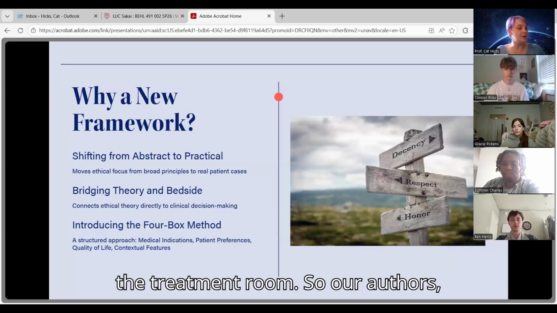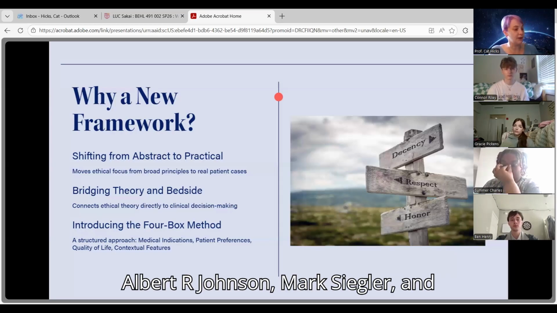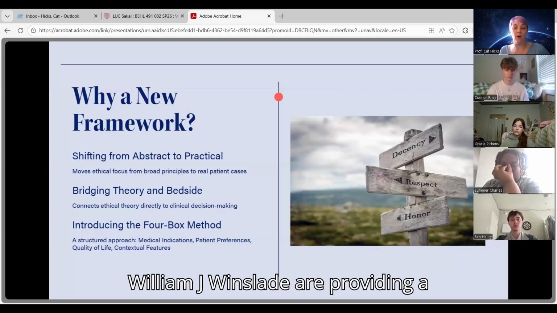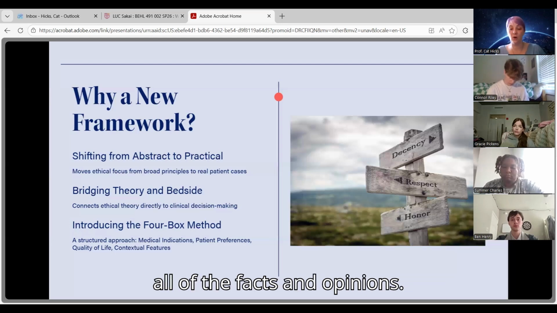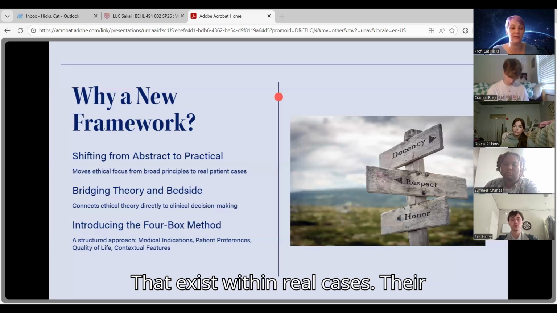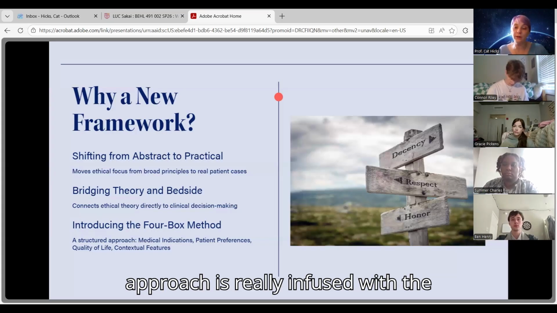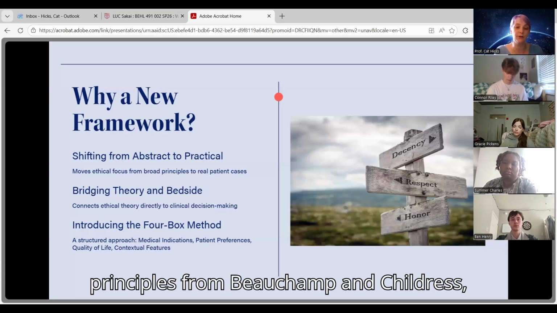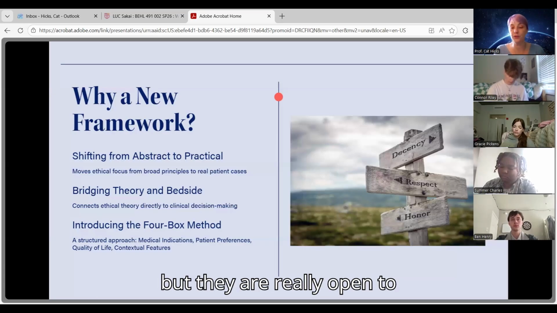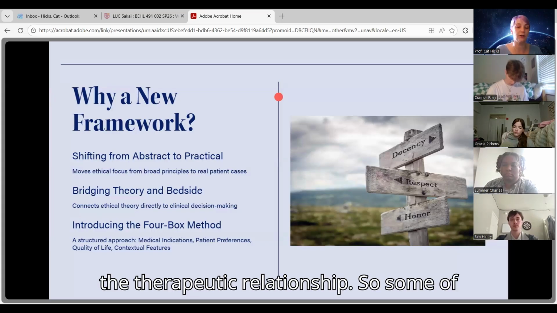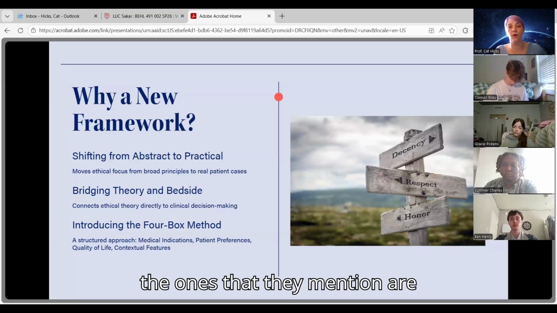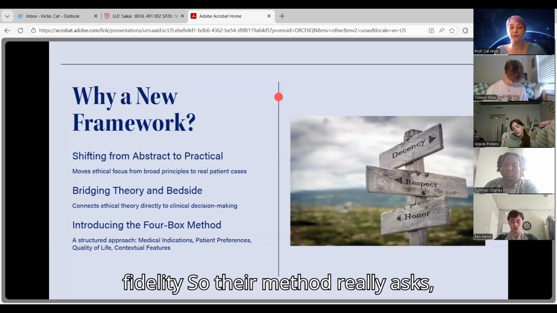So our authors, Albert R. Jonsen, Mark Siegler, and William J. Winslade, are providing a method to collect, sort, and organize all of the facts and opinions that exist within real cases. Their approach is really infused with the principles from Beauchamp and Childress, but they are really open to other ethical dimensions that can shape the therapeutic relationship. So some of the ones that they mention are integrity, compassion, empathy, and fidelity.